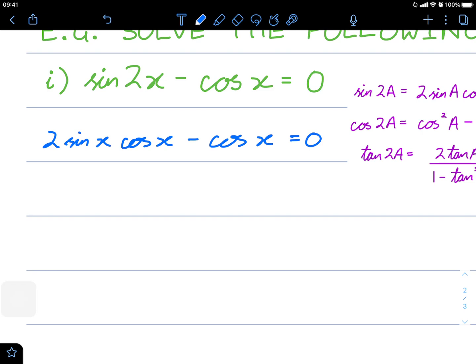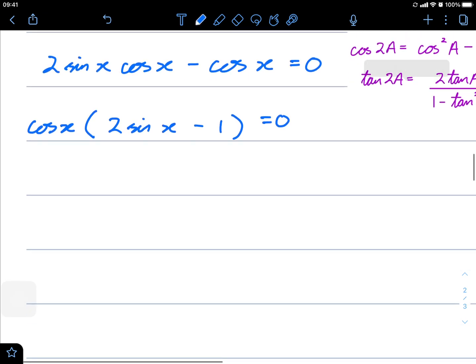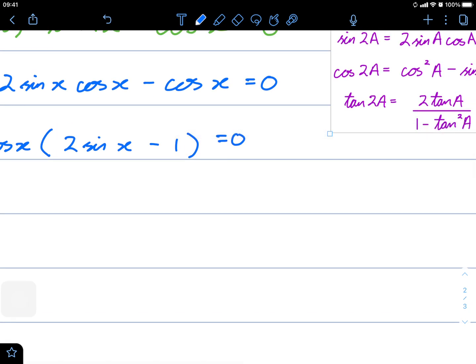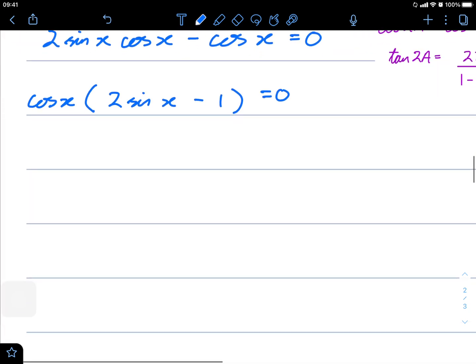For this, if you try and divide by cosine, you actually might lose out on some factors. So it's best if you can factor first. So by factoring, we get cos x outside of 2 sine x minus 1. Hope you can see we can take out that common factor, equals 0.